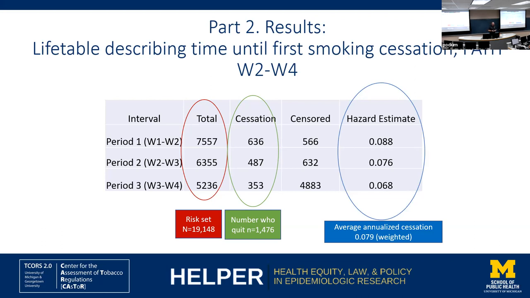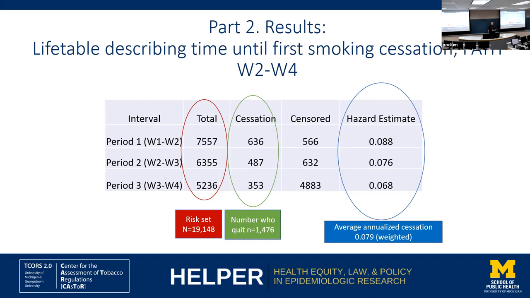636 people quit smoking between wave one and wave two, the first wave of follow-up, 487 in the next time interval, and 353. The number of people who quit smoking is 1,476. That's the number who experienced the event. The people who are censored, if you think about this in basic life table logic, right? If you take 7,557 minus the people who quit and minus the people who are censored, that's the number of people who should be in the risk set at the next wave of follow-up.